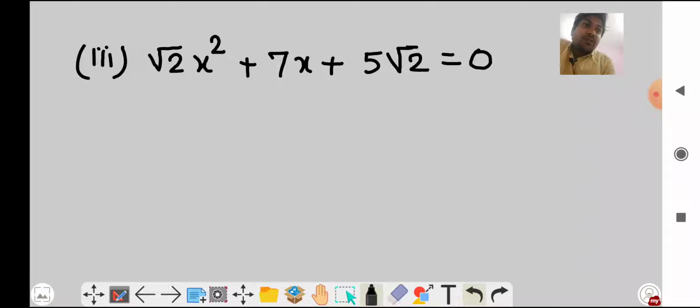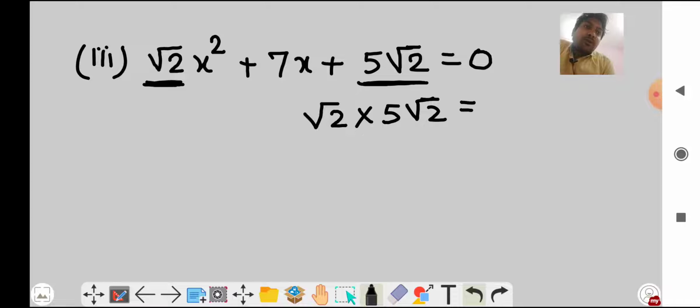I think this is also very simple. See, what is the coefficient of x square? It is root 2. And what is the constant term? 5 root 2. What we have to do? Just we have to multiply it. Root 2 multiplied by 5 root 2. So how much it will be? Root 2 into root 2 will become 2. 5 into 2 it become 10, right?